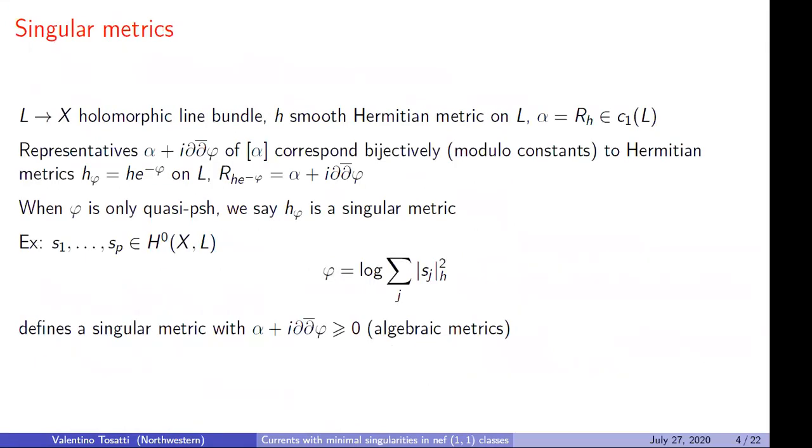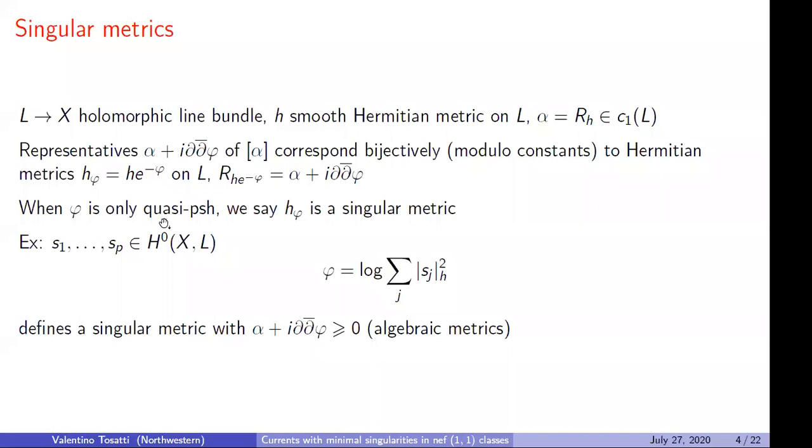And there's also a relation with singular metrics. So if you have a holomorphic line bundle L, h is a smooth metric and alpha, as usual, is the curvature. Then the representatives of the class of alpha, these are alpha plus i partial partial-bar phi by definition, with phi smooth. Well, if you mod out constants, I mean, you can always add a constant to phi that doesn't change the i partial partial-bar. So modulo constants, these actually correspond bijectively to smooth Hermitian metrics on the line bundle L, simply by doing this: h e to the minus phi. So given phi, you create this new metric. And of course, the curvature of this h_phi is exactly alpha plus i partial partial-bar phi. So one can really think of representatives of these classes, in the case of a line bundle, as smooth metrics on this line bundle.